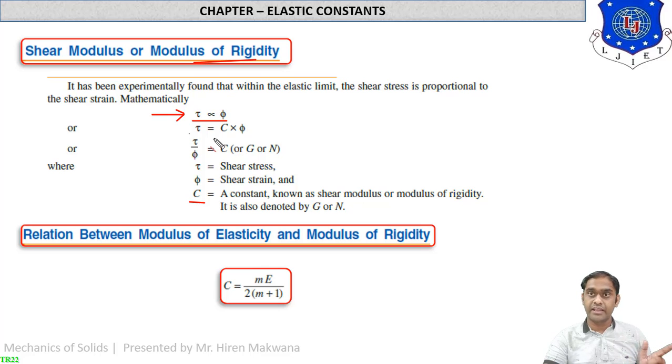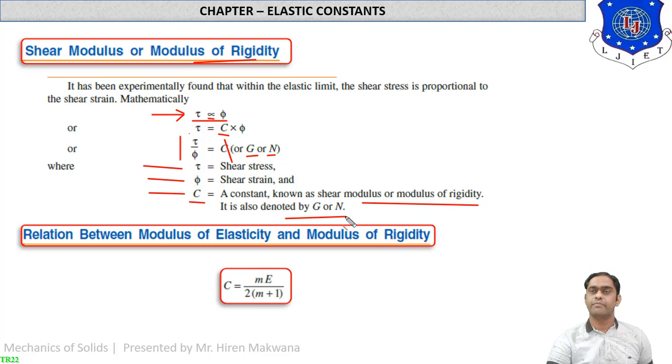Now, as per the mathematical rules, when the proportionality is there, and if you want to replace it with equality, then the constant must be there, which is known as C, modulus of elasticity, modulus of rigidity. So tau by phi is equal to C. C is also written as G or N, capital G, but C is popular. So tau is equal to shear stress, phi is equal to shear strain, and C is equal to the constant known as shear modulus or modulus of rigidity, which is also denoted by G or N.